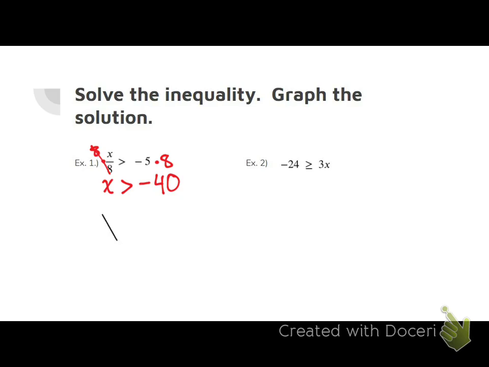We should be graphing that on a number line. Good. I like counting by 10. 0. Oop, but I want it on the other side. 0, negative 10, negative 20, negative 30, negative 40. Open or close circle at negative 40? Open, good. Still no equal to bar. Shaded to the right because it is greater than.